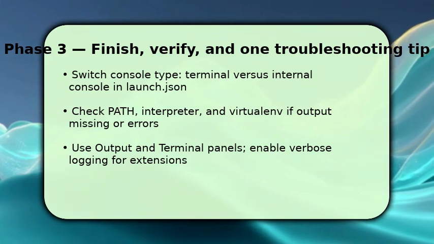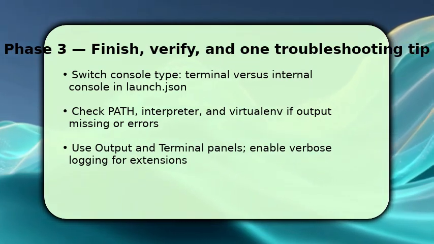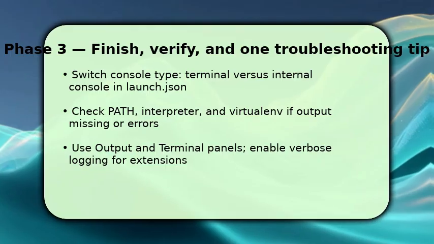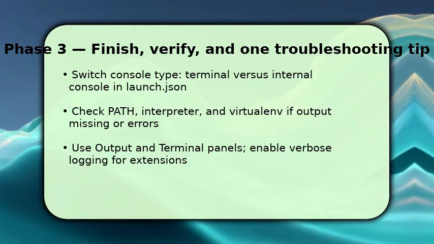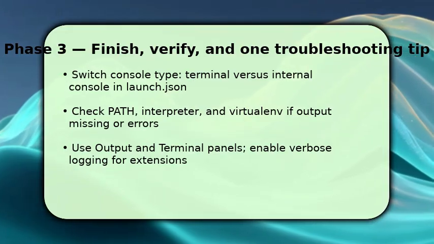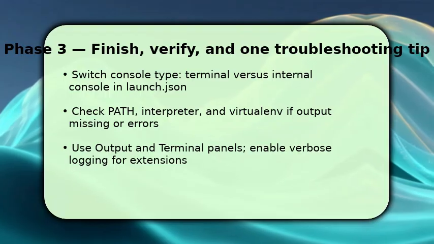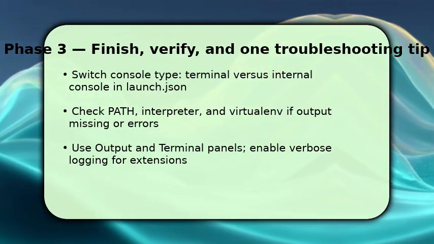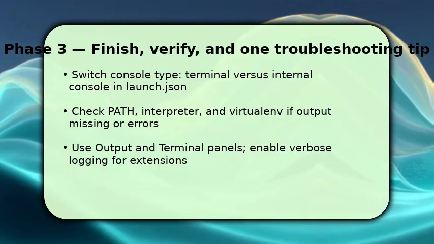To finish, verify output appears in the panel you expect. Adjust console type in launch.json between terminal versus internal console because some programs require a real terminal for input or color. If output is missing, make sure the interpreter points to the correct virtualenv and that the path is correct. Restart the integrated terminal to apply changes.